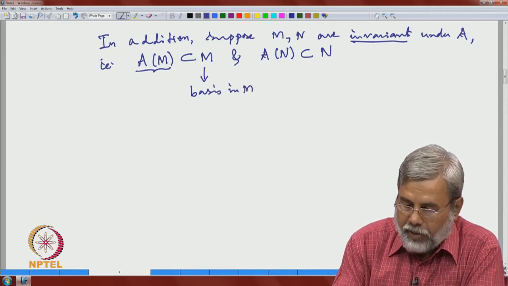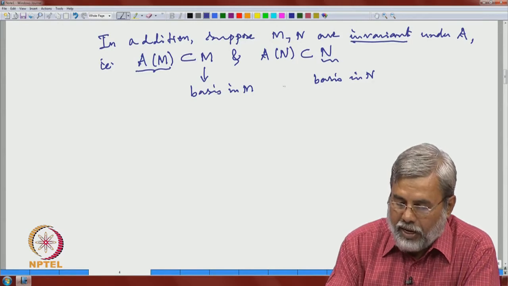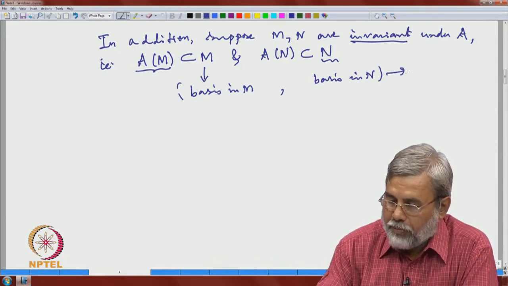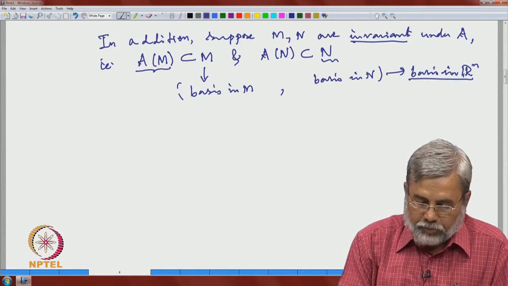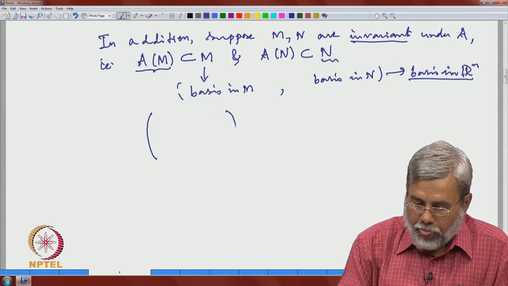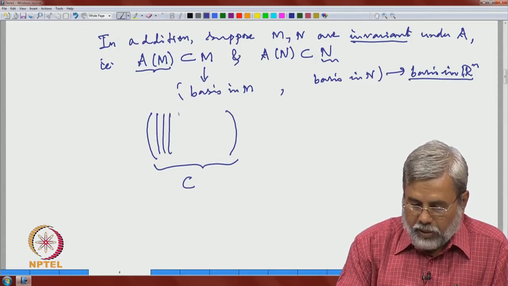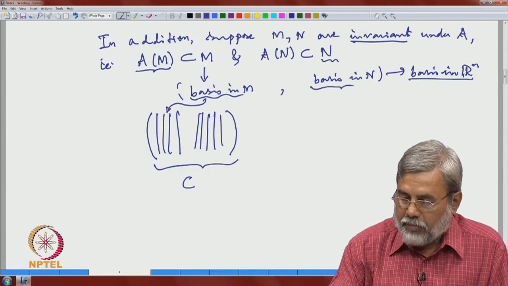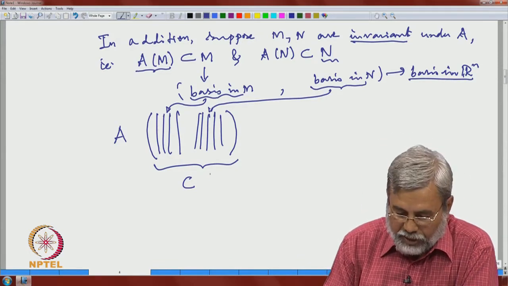In this situation, suppose we choose a basis in M and a basis in N, and if you put them together, this will form a basis in Rn. Now, you take those basis elements and form this matrix C. You put the basis elements of M here, and then you put the basis elements of N here, and then you act A. So, since these are all basis vectors, C is non singular.